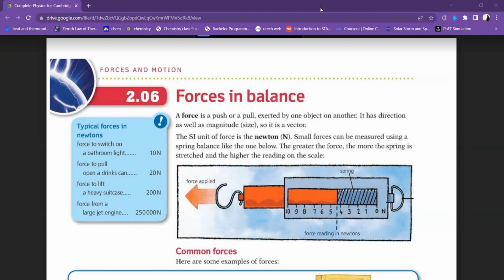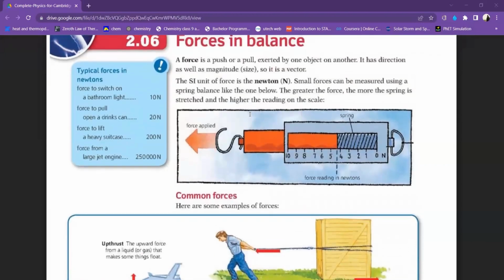Yes. So here, the definition of force: a force is a push or pull exerted by one object on another. It has direction as well as magnitude, so it is a vector. We know that it's a vector. The SI unit of force is newtons. Small forces can be measured using a spring balance, like the one below. The greater the force, the more the spring is stretched, and the higher the reading on the scale. The spring mass system is something that can give you a measure of forces.